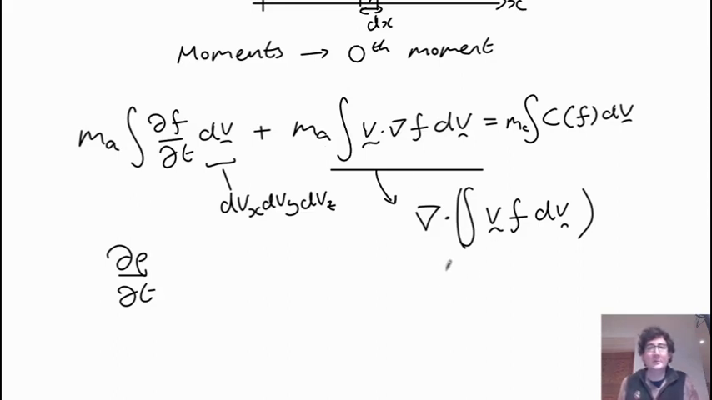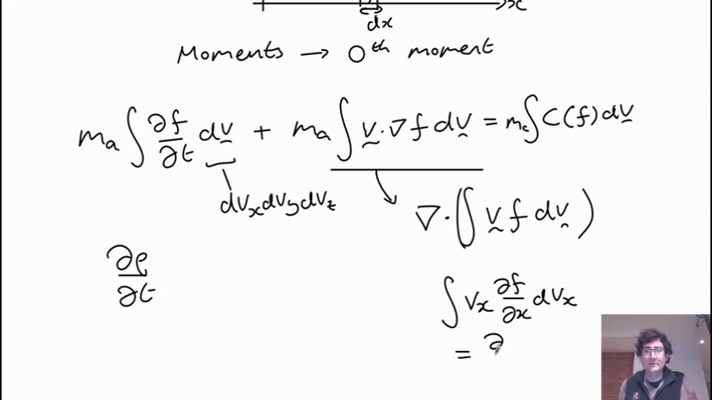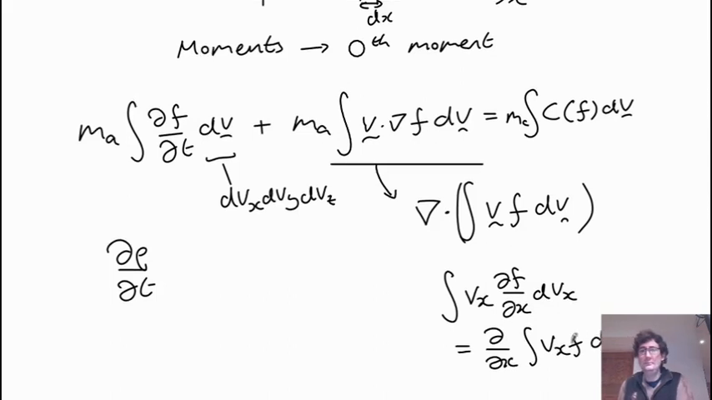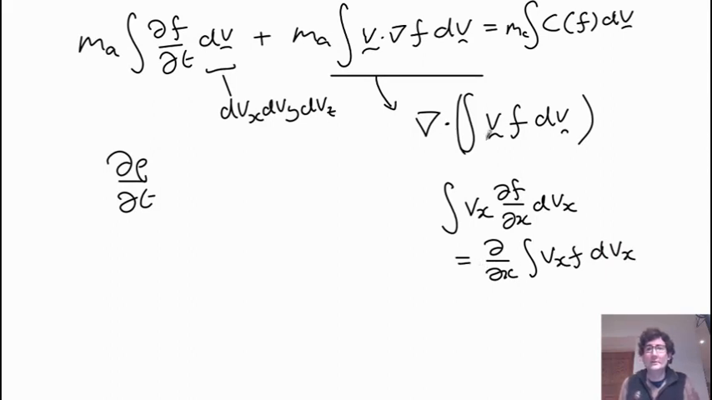If I write this in one dimension, it might be clearer. We have an integral of vx df by dx dvx. Now vx here and vx there don't depend on space. vx is just the vertical dimension, and x is the horizontal dimension, so vx doesn't depend on x, and this d by dx can come straight outside. So we can just write d by dx of the integral of vx f dvx, which is the one-dimensional version of this expression here. And so now we have the divergence of this integral, v f dv.